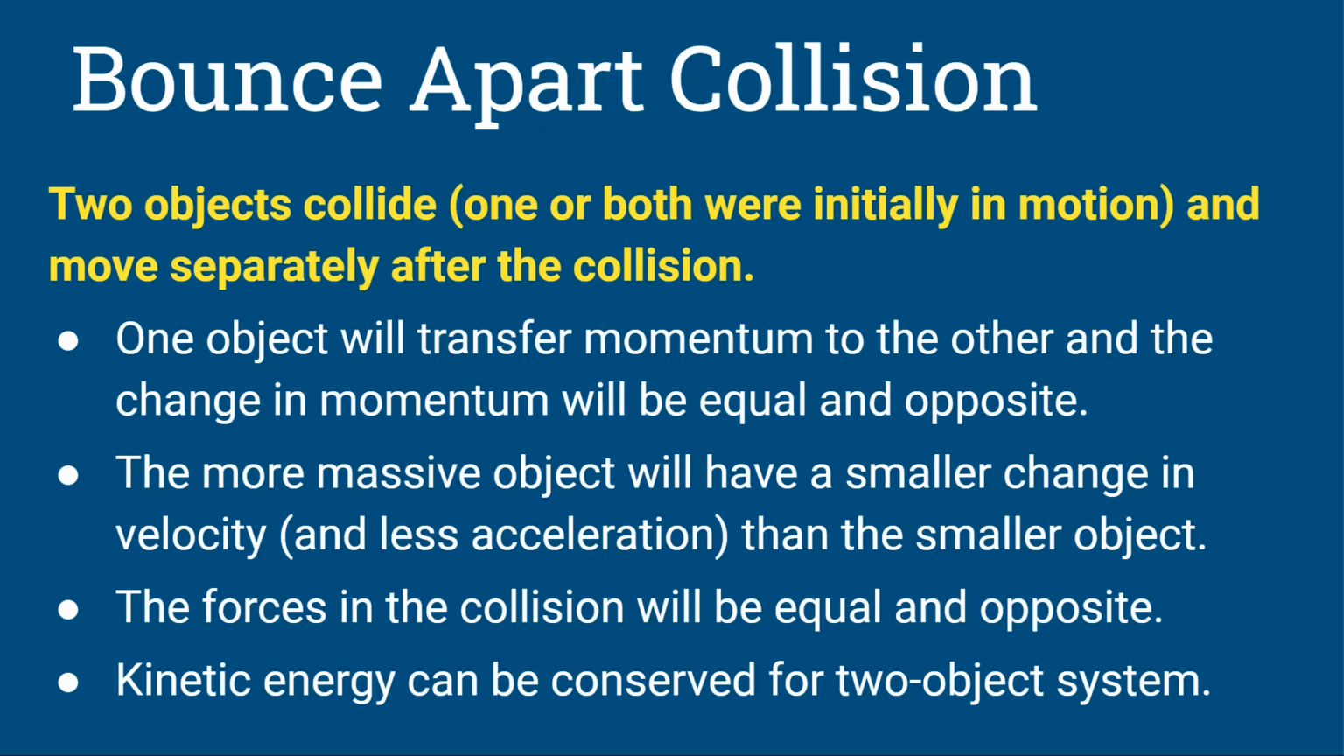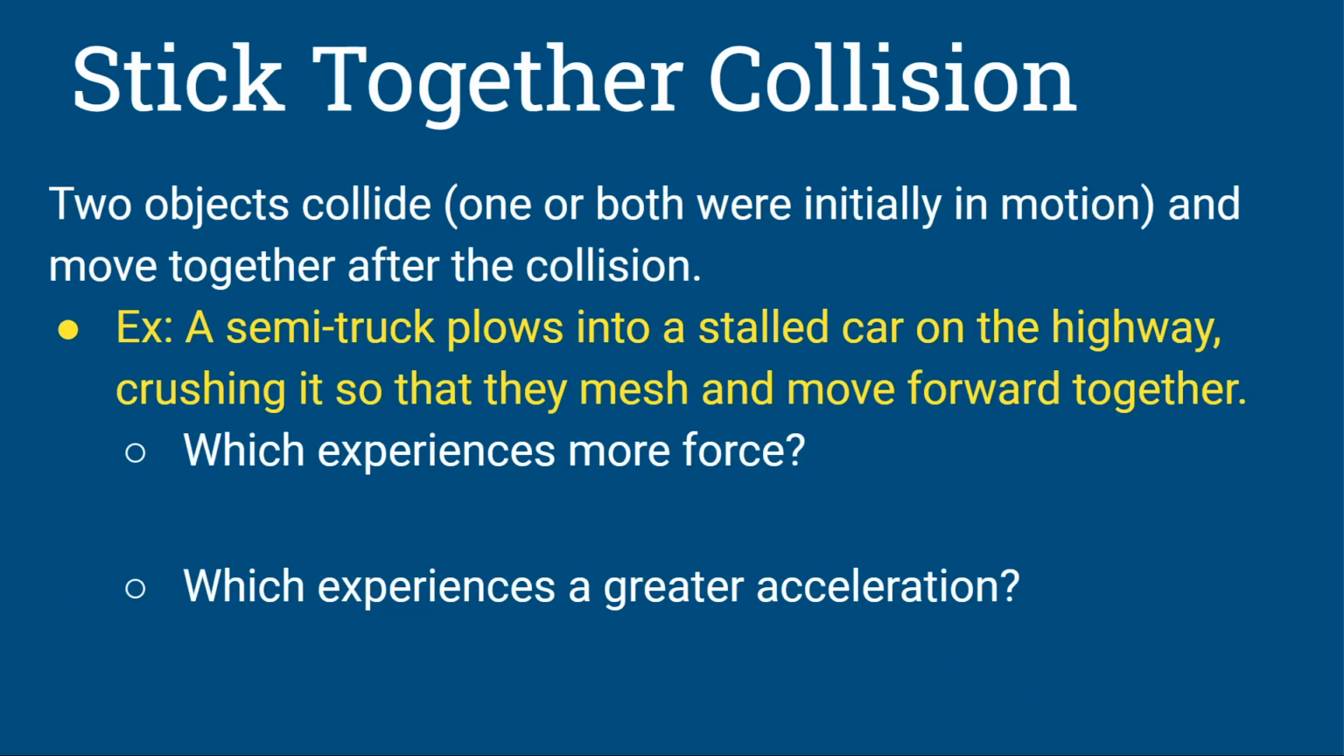All right. Stick together. So I told you we're going to go through them one by one. A stick-together collision is one where you have two objects that collide and move together after the collision. Maybe they were both moving beforehand. Maybe one of them was at rest. We don't know. But if they stick together afterward, then you have a stick-together collision.